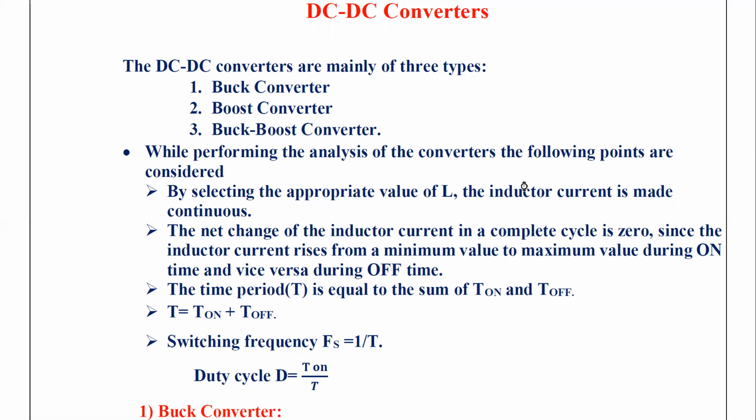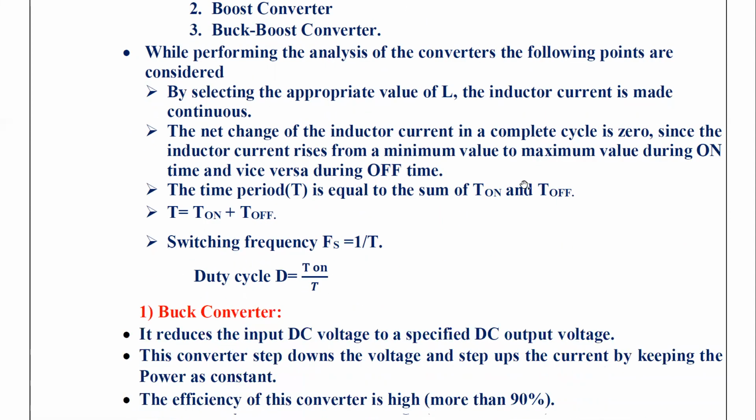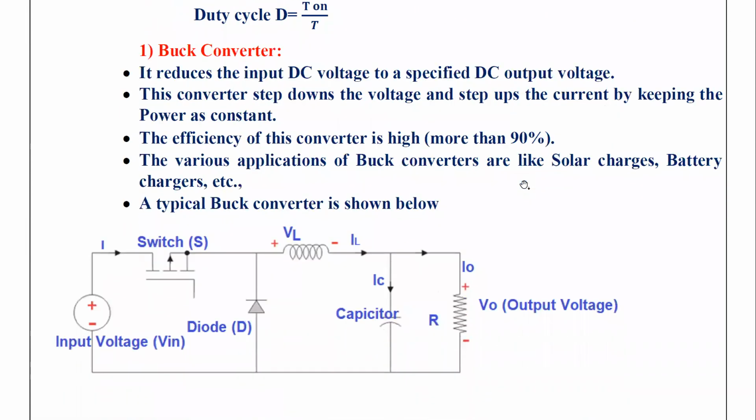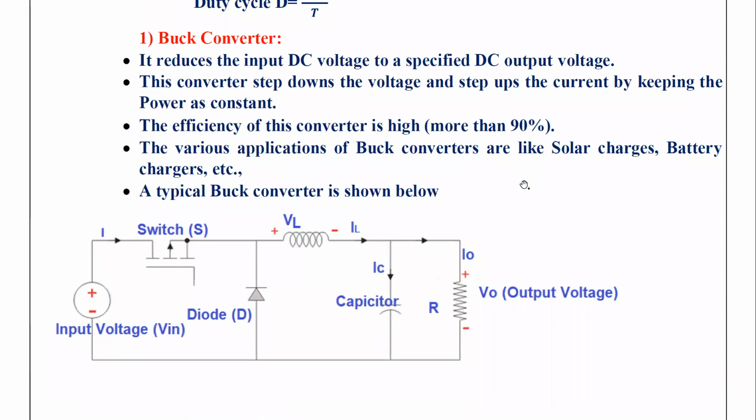First of all, I would like to explain the buck converter. The buck converter is called a step down regulator or step down converter. Therefore, it reduces the input DC voltage to a specified DC output voltage, so it is called a buck regulator or buck converter. This converter steps down the voltage and steps up the current by keeping the power constant. The efficiency of this converter is high, more than 90%.